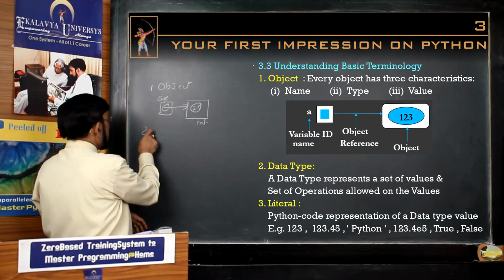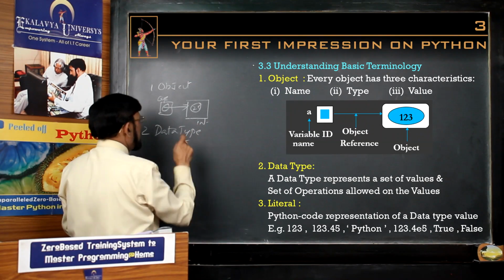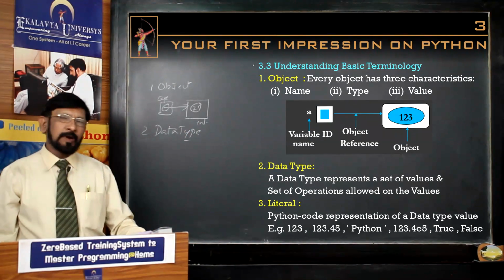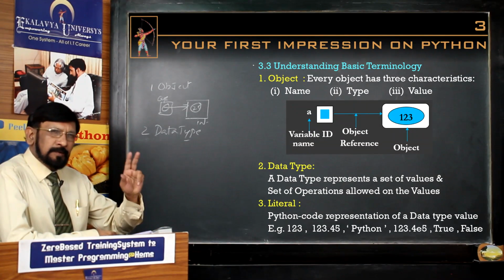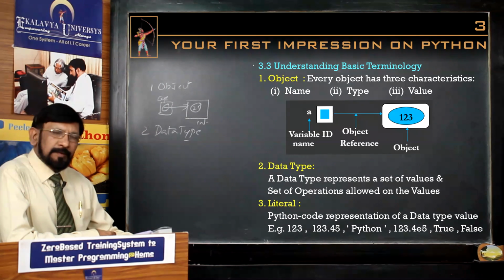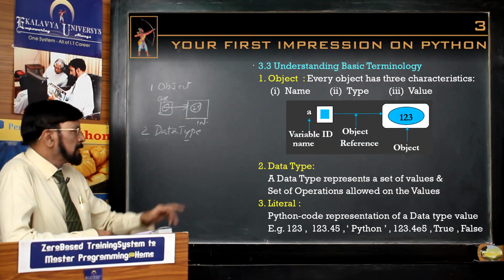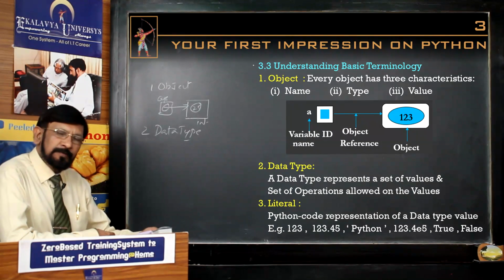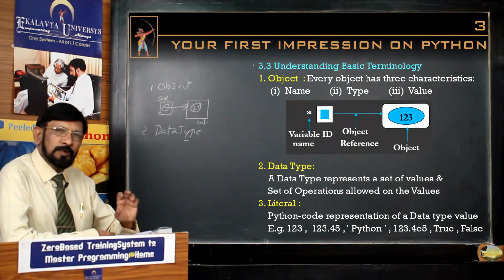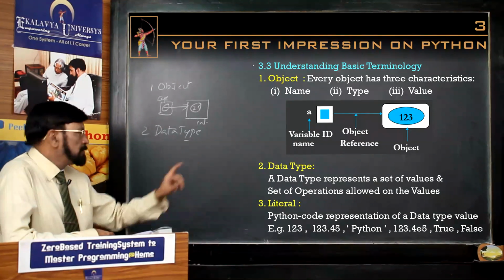The second one, data type. Data type is very important in all programming languages because data types define two characteristics. One is which type of values are allowed for the particular container. So, this is an int type container. In this, which type of values can you store? You can store only whole numbers, either negative, 0 or positive.